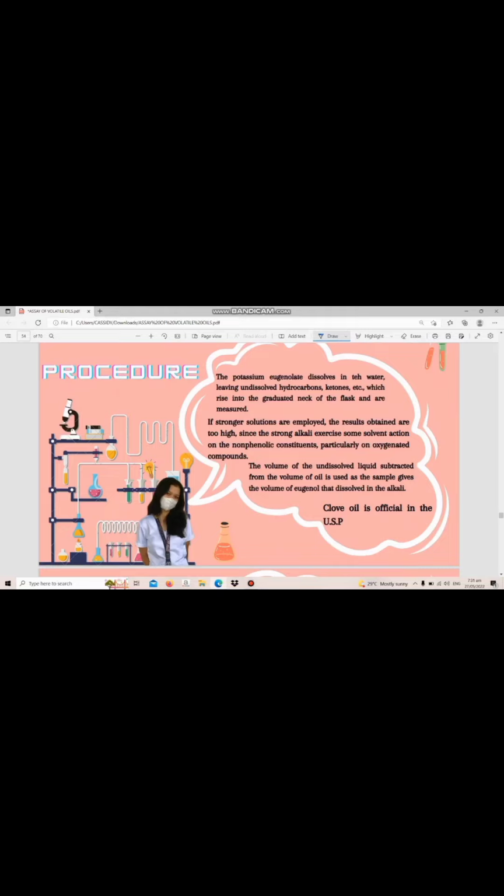If stronger solutions are employed, the results obtained are too high since the strong alkali exercises some solvent action on the non-phenolic constituents, particularly on oxygenated compounds. The volume of the undissolved liquid subtracted from the volume of oil used as the sample gives the volume of eugenol that dissolved in the alkali. So, for example, we have a 10 ml sample of oil yields 1.4 ml.